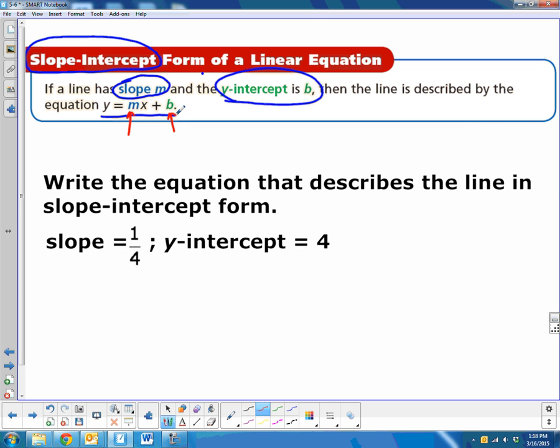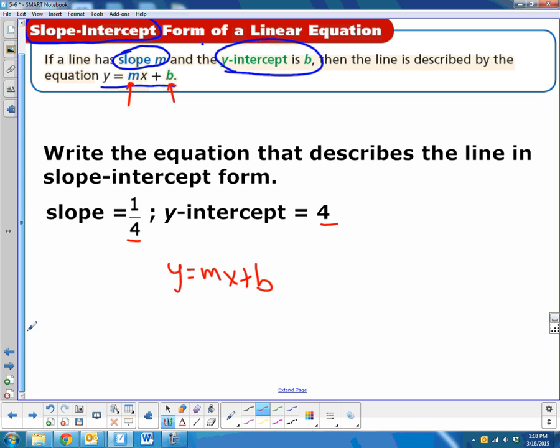So let's look at this problem here. It says write the equation that describes the line in slope-intercept form. Well, we know the slope, we know the y-intercept. So if we use our formula, y equals mx plus b, the slope is 1/4.